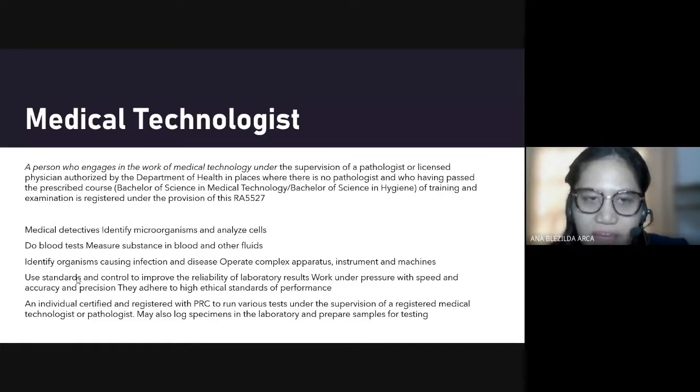And then, ang laging priority mo, yung kabutihan ng pasyente. And then, of course, you must maintain accuracy and precision in your results and adhere to high ethical standards of performance.